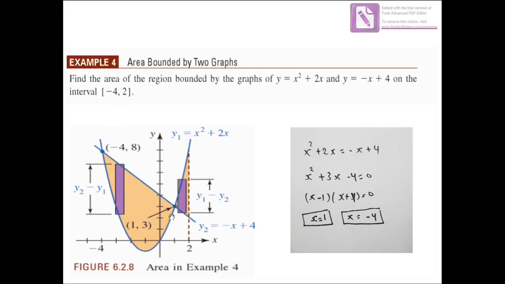But for our graph, we see this graph of y is equal x squared plus 2x. This one is the graph of minus x plus 4. If you solve for the point of intersection between these two graphs, it will be x squared plus 2x is equal minus x plus 4. Then moving minus x plus 4 here, we will get x squared plus 3x minus 4 is equal to 0. So x is equal 1, x is equal minus 4. So the points of intersection will be minus 4 and 1.